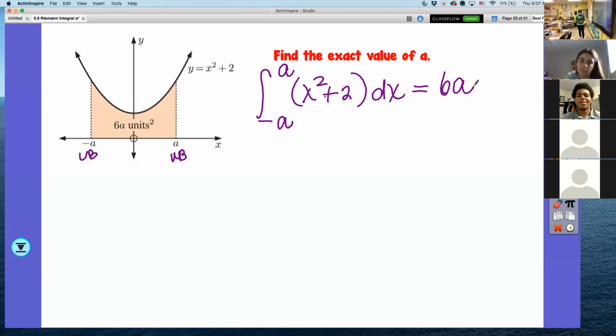Yes. Okay. So in order to actually find the exact value of a, we are going to want to apply the fundamental theorem of calculus to the left-hand side, set it equal to 6a, and then continue to solve this problem. So I need to take the antiderivative of x squared plus 2. What is that? 1/3 x.